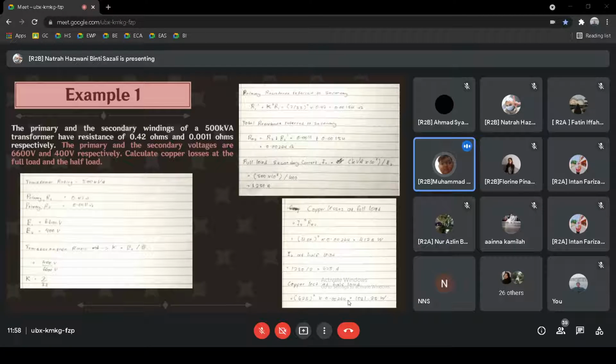multiplied by 0.00264. The copper losses at the full load is 400.